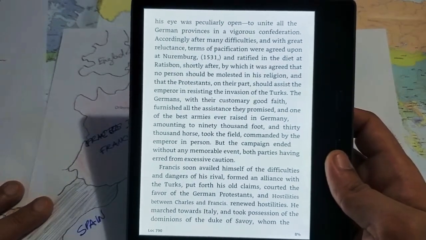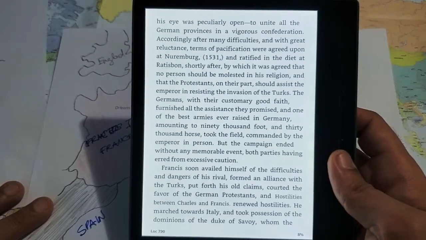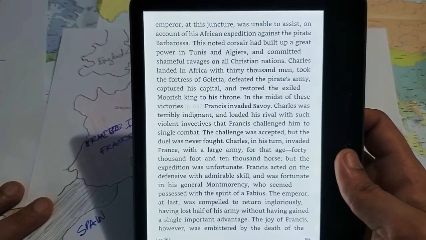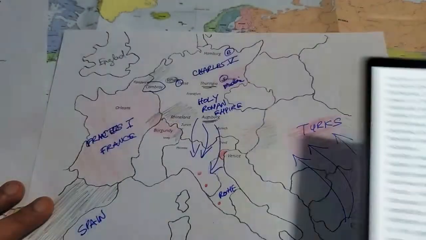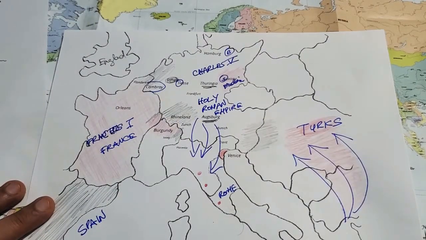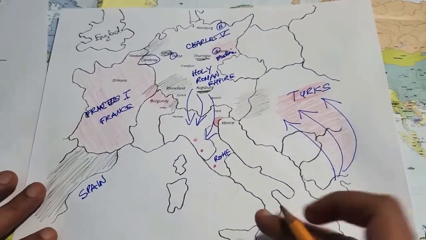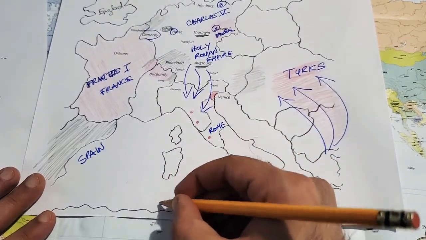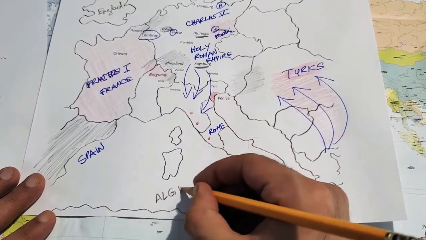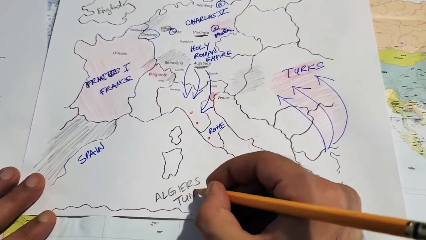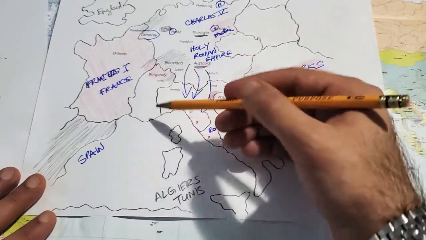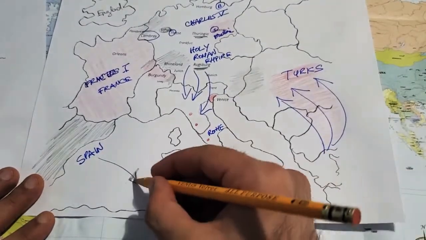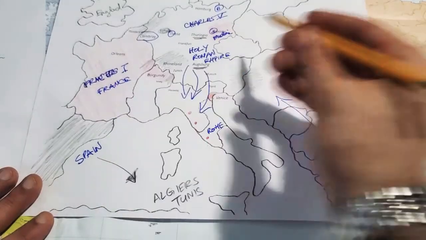Francis, he marched towards Italy and took possession of the dominions of the Duke of Savoy, whom the emperor at this juncture was unable to assist on account of his African expedition against the pirate Barbarossa. So the dark pencil being the Holy Roman Empire. He was busy attacking Tunisia and Algiers. And so that's why, because he was attacking there, I assume it would be from Spain, he was unable to do much when France decided to invade his country.